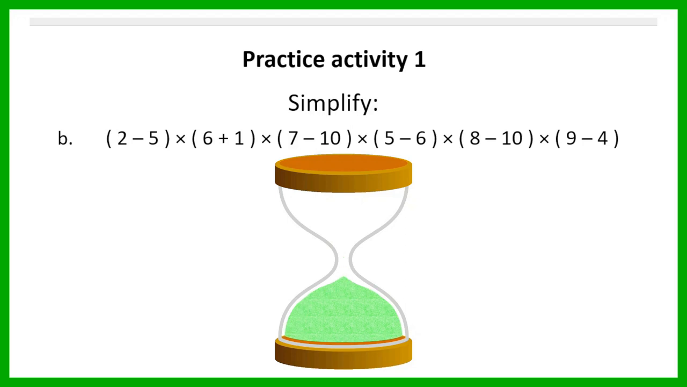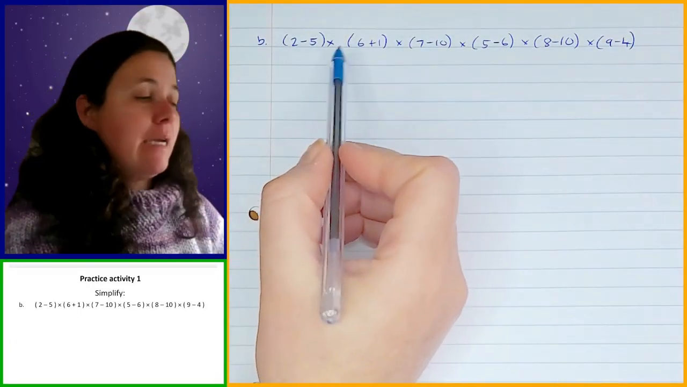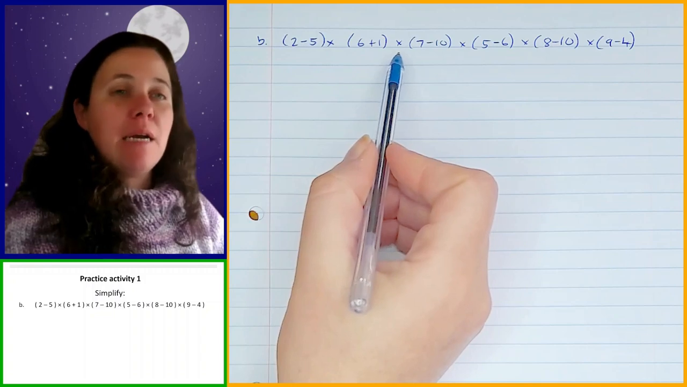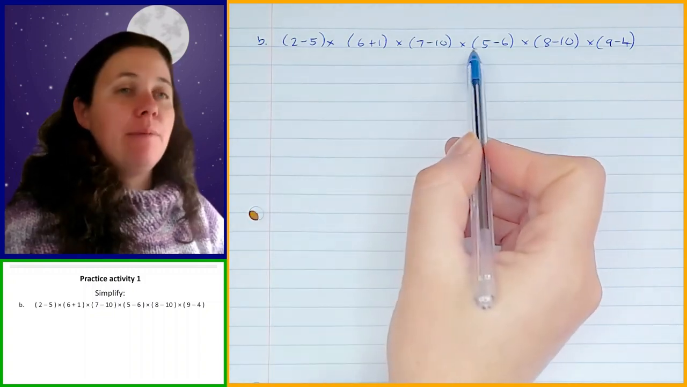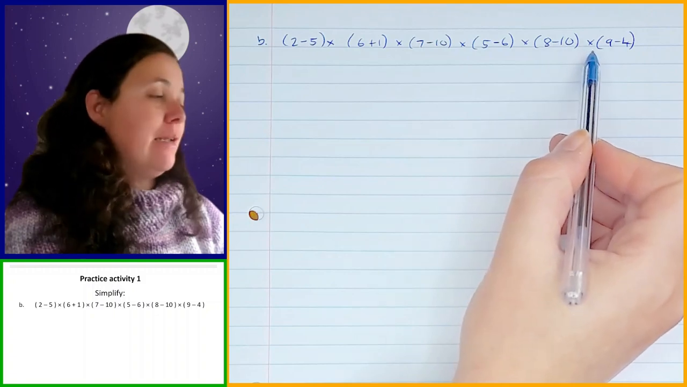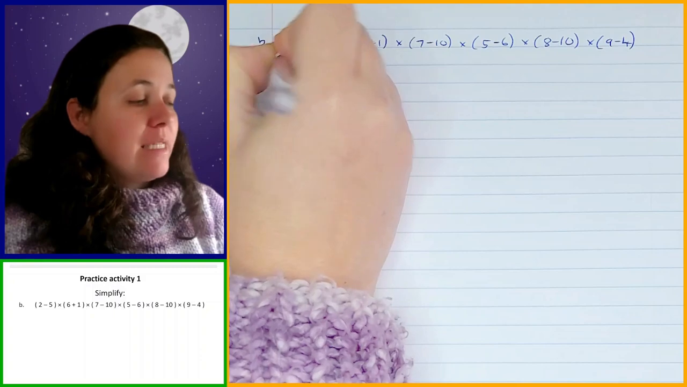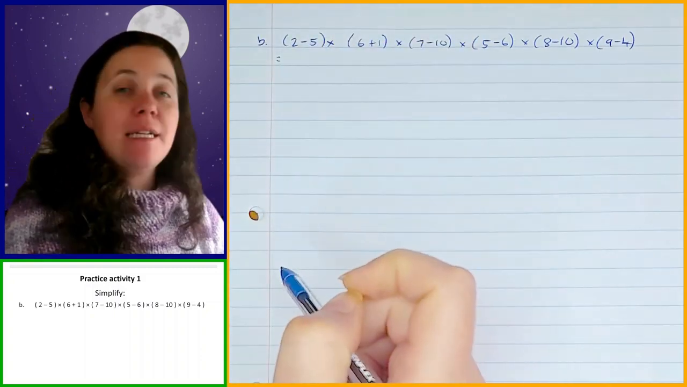Okay, you should be done with that one, so let's go through question B. So you had 2 minus 5 in brackets times 6 plus 1 in brackets times 7 minus 10 in brackets times 5 minus 6 in brackets times 8 minus 10 in brackets and finally times 9 minus 4 in brackets. Okay, so we're going to start off by simplifying the addition and subtraction inside the brackets.